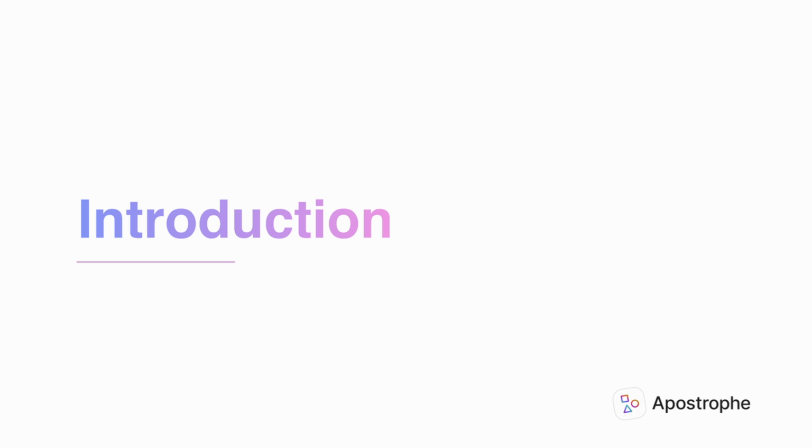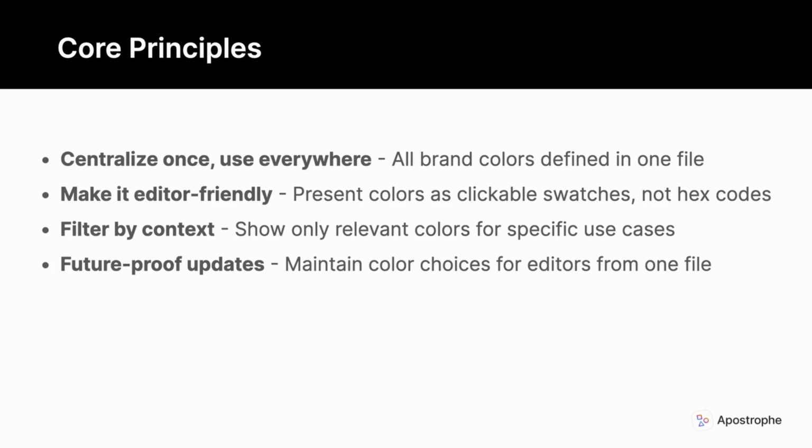This is made easier through the use of the ApostropheCMS color picker swatches that allow for preset colors for the editor to choose from. Here are the core principles we'll follow. Centralize once, use everywhere. All brand colors can be defined in just one file. Make it editor-friendly. Present colors as clickable swatches, not hex codes. Filter by context. Show only relevant colors for specific use cases. Future-proof updates. When brand colors change, editors automatically get the updated options. No need to manually update each field.